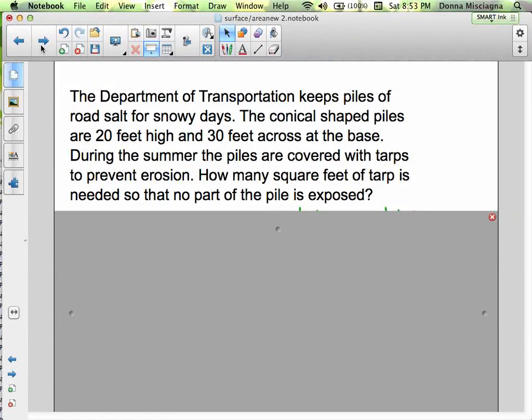The conical shaped piles, so if you pour something solid, it's going to make a cone shape, are 20 feet high and 30 feet across at the base. During the summer, the piles are covered with tarps to prevent erosion. If you don't cover them with something, all that salt's going to blow away and it's expensive. How many square feet of tarp is needed so that no part of the pile is exposed? So we want to cover it exactly, but we don't want to purchase any more tarp than is necessary.